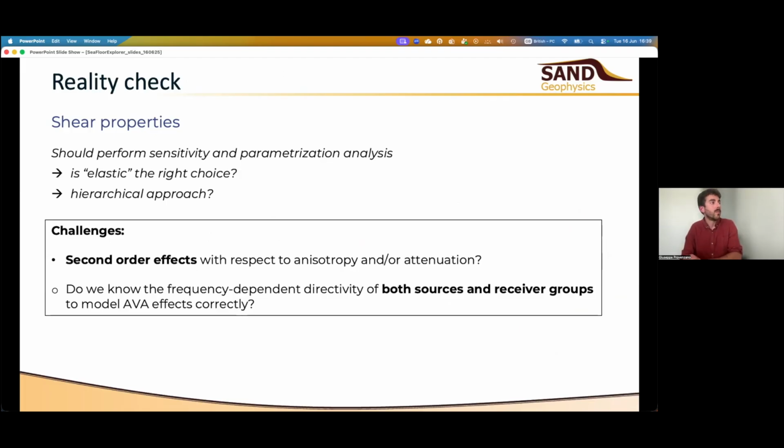So for each survey, we have to ask the question: is elastic the right choice? Do we need a hierarchical approach? Or are elastic properties actually a second order effect with respect to anisotropy or attenuation? Do we know well enough the source and receiver group directivity in order to invert for amplitude changes versus angle? So again, food for thought. It can work, but we need to know what we are dealing with and the physics.